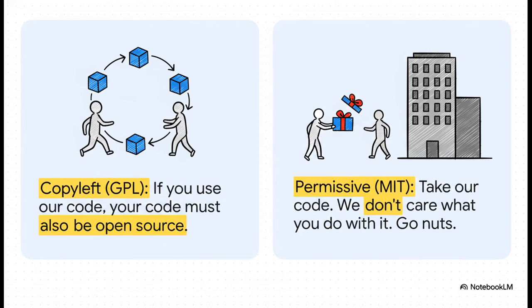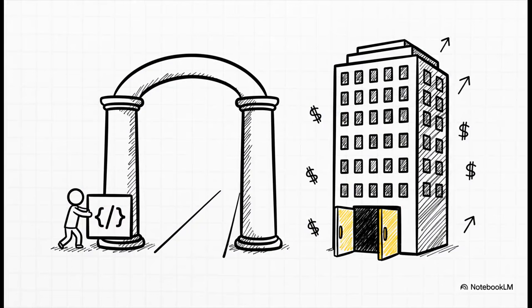And this all gets down to a really fundamental difference in philosophy. Copyleft licenses, like the GPL, they're basically saying, hey, if you use our stuff, your creation has to be shared under the same rules. But permissive licenses, like MIT, they just say, take our code. Seriously, we do not care what you do with it. Go build a billion-dollar company. Have fun. And that whole do-whatever attitude leads us straight into the second major benefit.